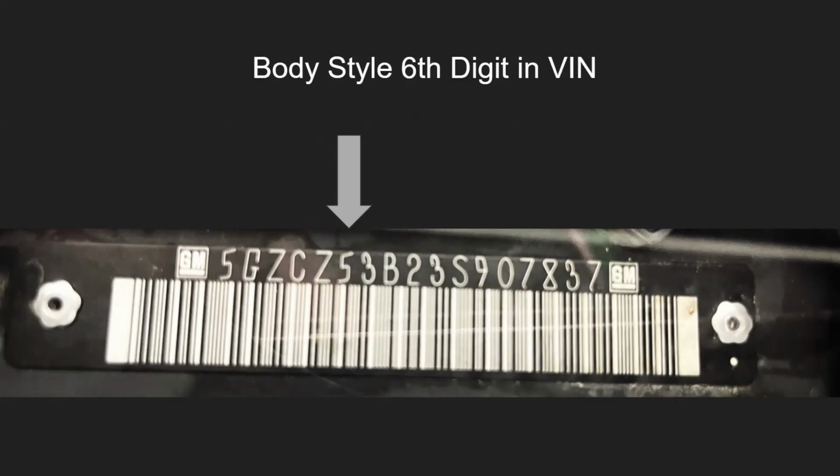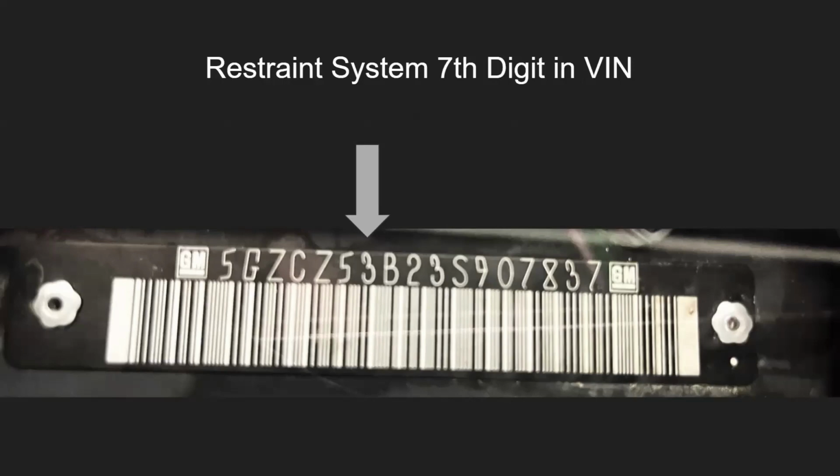Next, we're going to look at the body style. Is this a 2-door? Is it a coupe? Is it a convertible? Is it a sedan? Is it a sport utility vehicle? So the 6th digit will represent the body of the vehicle. The 7th digit is pertaining to the restraint system. Does it have manual seat belts? Does it have inflatable driver and passenger restraints? In other words, airbags. Does it have side airbags?